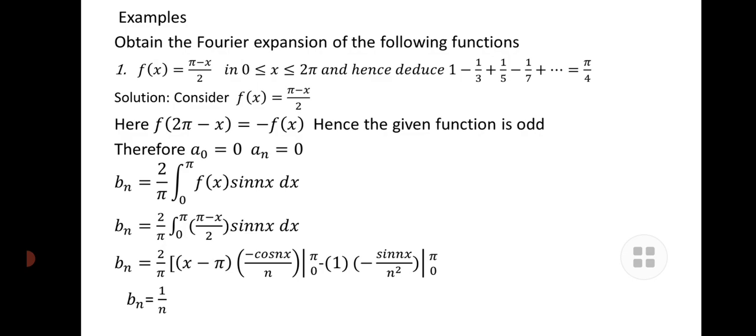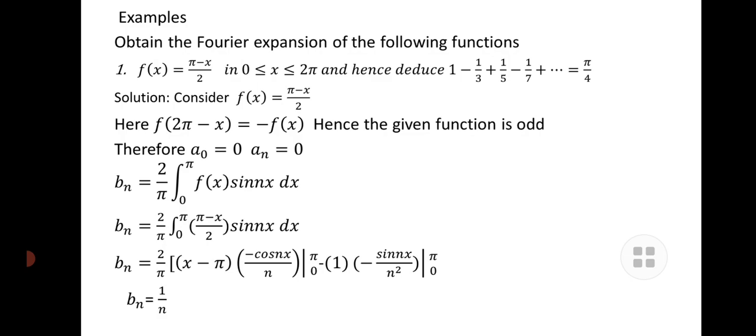In this example, the function f of x is pi minus x divided by 2 in 0 less than or equal to x less than or equal to 2 pi, and hence deduce the value that 1 minus 1 by 3 plus 1 by 5 minus 1 by 7 plus and so on is equal to pi divided by 4. The solution: the function is f of x is equal to pi minus x divided by 2. Here f of 2 pi minus x is equal to minus f of x. Hence the function is odd.